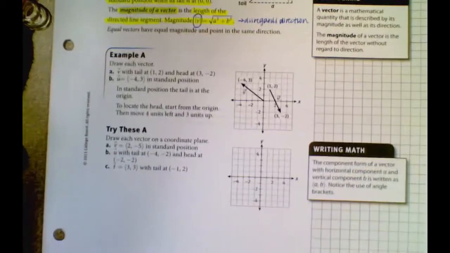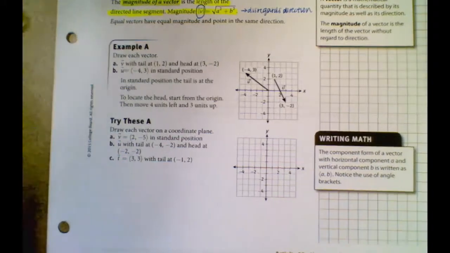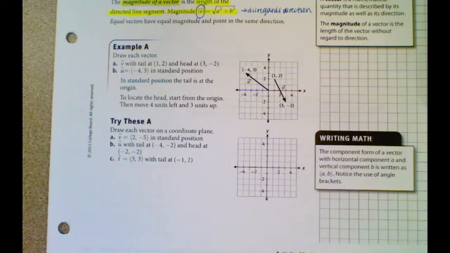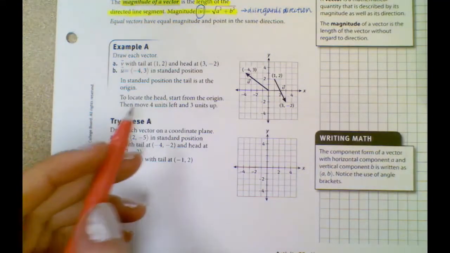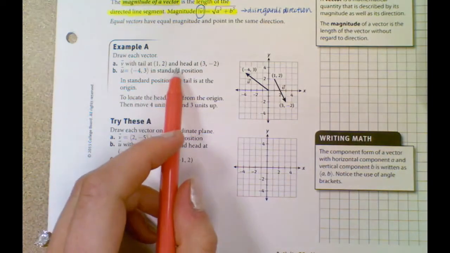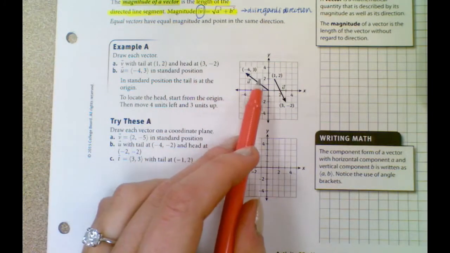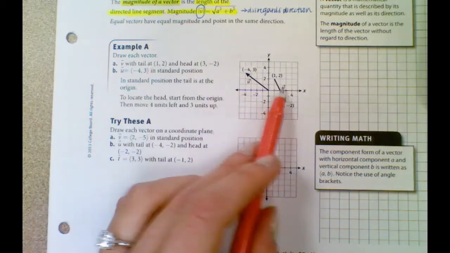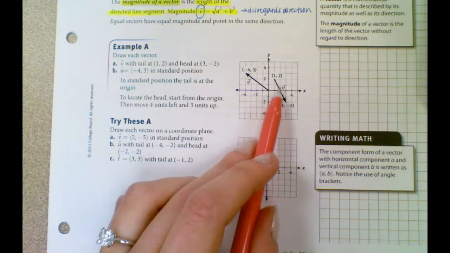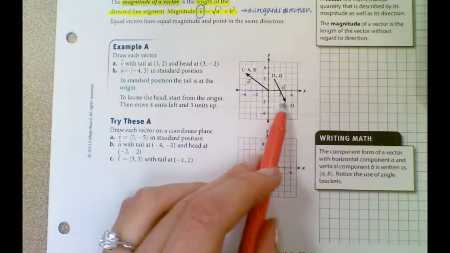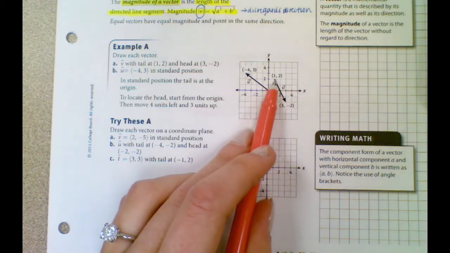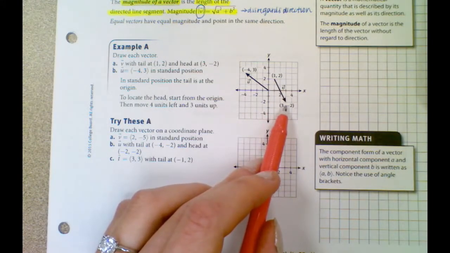All right, so let's look at some examples down here. Example A says draw each vector. Vector V has a tail at (1, 2) and a head at (3, -2). If we look right here, you connect from here to here, because this is the tail, that's your starting point, and the head is where you end.